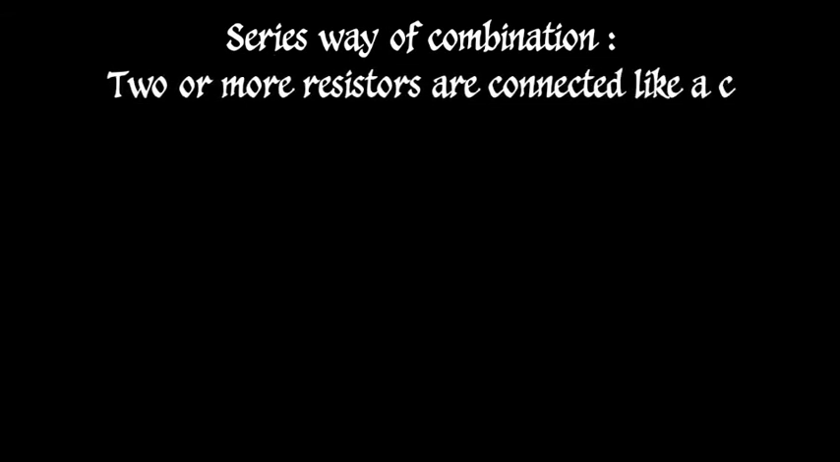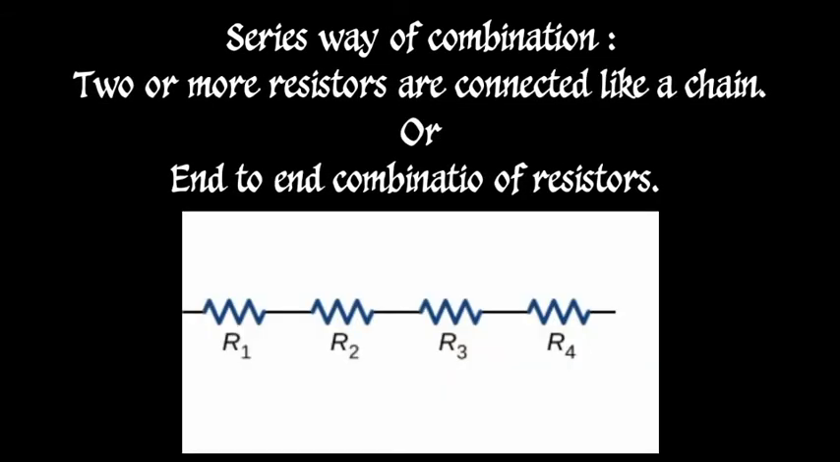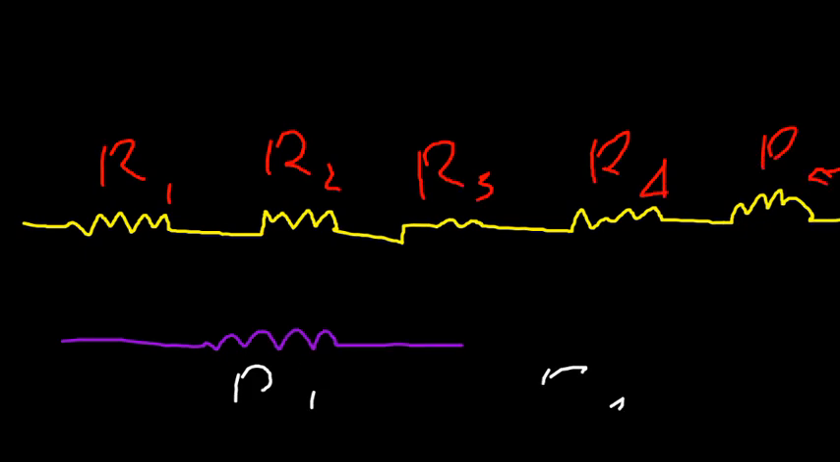Series combination means the resistors are connected end to end, just like in a chain manner. One end of the resistor is connected with the other end of another resistor. That type of chain-like connection is known as a series combination of resistors. Any number of resistors can be combined in this particular series manner.